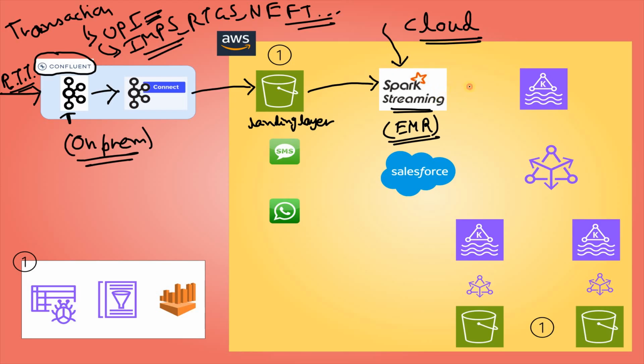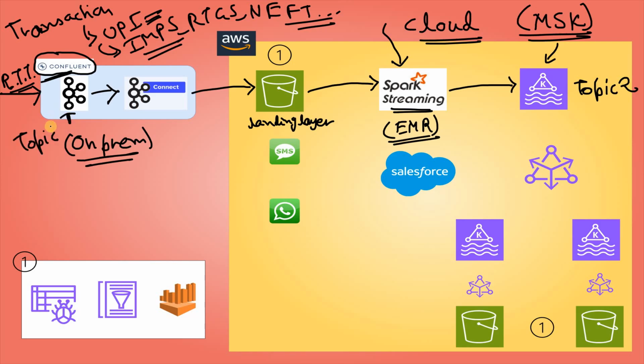And that output data we were writing to another Kafka topic. Now our on-prem Kafka was managed by Confluent, but this cloud Kafka was managed by MSK, that is Managed Streaming for Apache Kafka, which is again another service provided by AWS. So here I can write topic 2. This is topic 1 with respect to our data pipeline, which is in on-prem. Topic 1 is on-prem. Topic 2 is the first topic in our cloud platform.